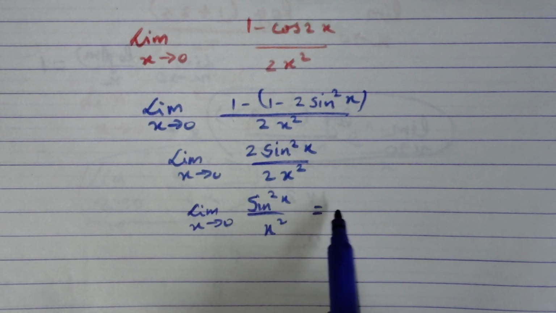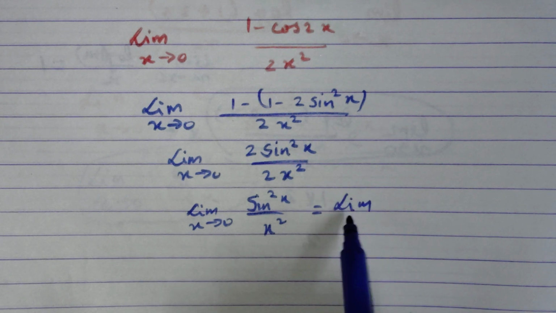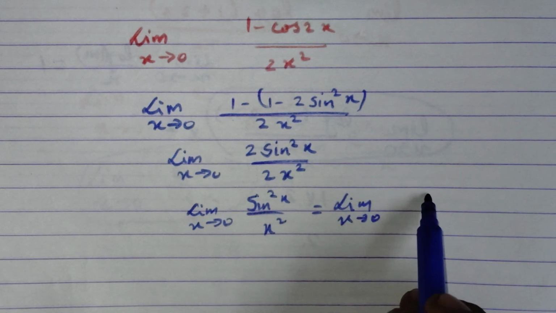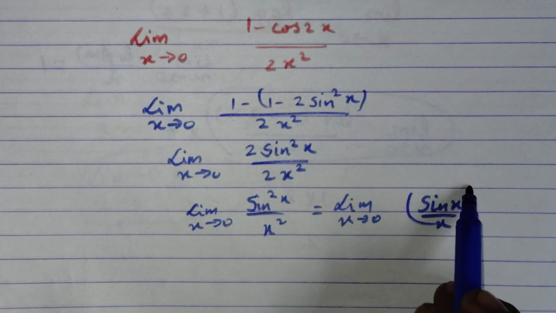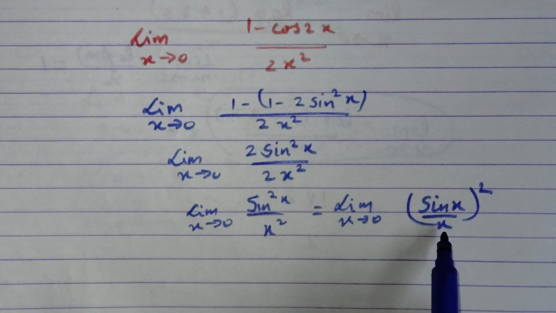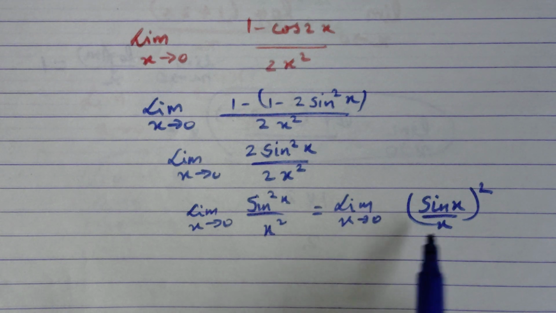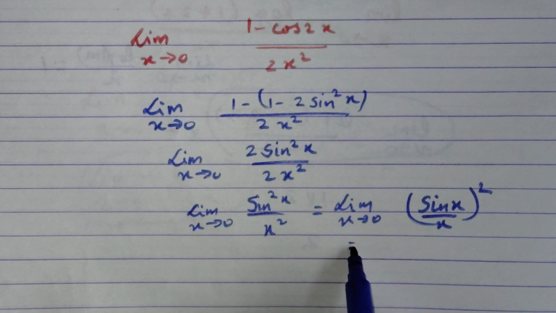It can be written further as limit x tends to 0, (sin x upon x) whole square. So this is the identity sin x upon x. When limit x tends to 0, its value is 1. So it becomes 1 square. 1 square, answer is 1.